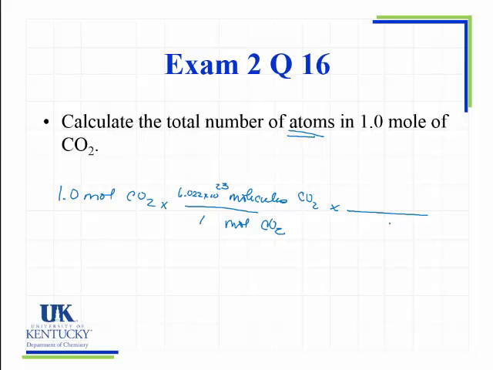Now sometimes we would go to specific atoms, like how many oxygen atoms are in here. But they don't ask for a specific atom, they just want the total number of atoms. So how many atoms are in one molecule? Well, I have a carbon and 2 oxygens, so there's 3 atoms in every molecule. So we're going to take 6.022 times 10 to the 23rd times 3, and that would be 1.8 times 10 to the 24 atoms. So first we go to molecules, then we go to atoms.